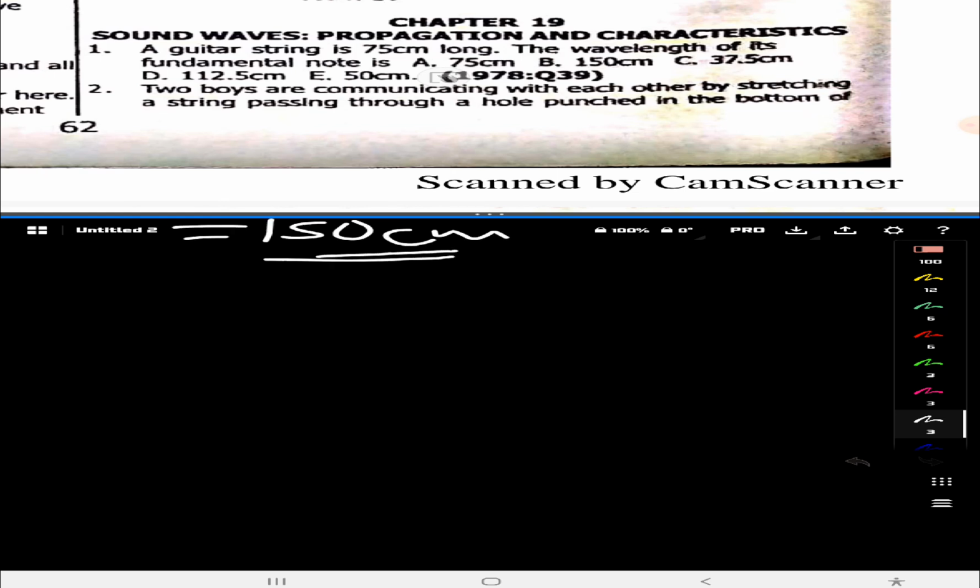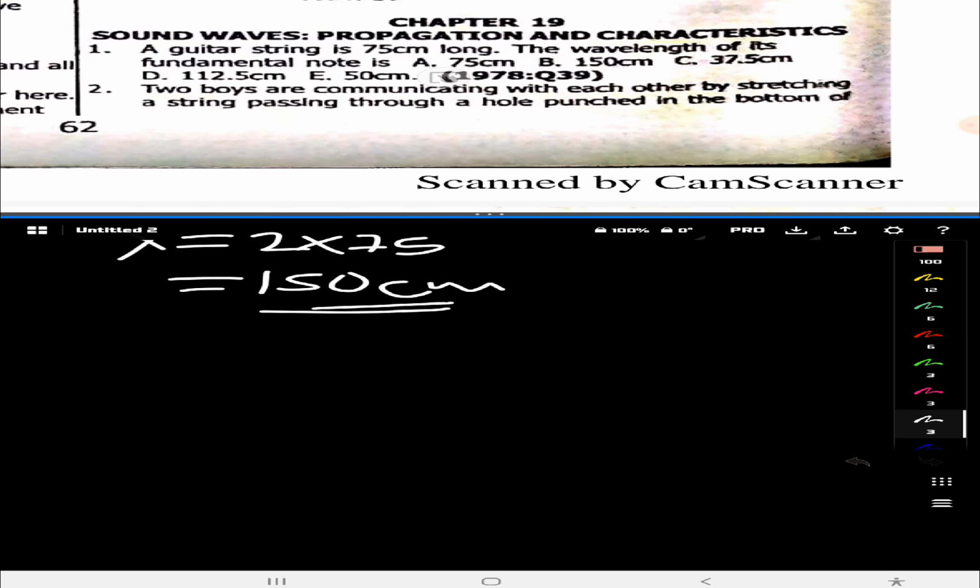Now let me give a task before we go to number 2. The task with this question is: a guitar string is 200 centimeter long. The wavelength of its fundamental note is dash. That's the second one I'm leaving for you. Let's go to the next question, number 3.